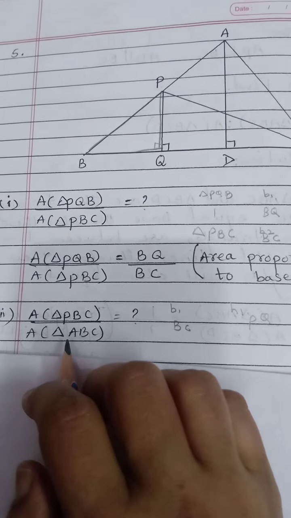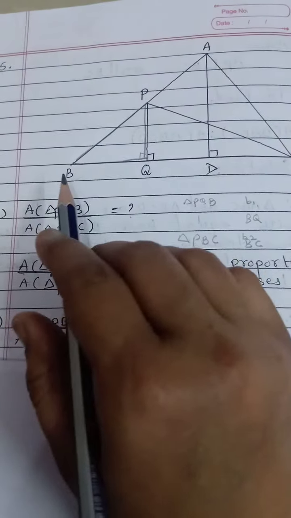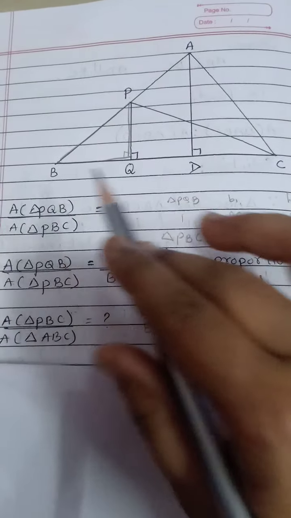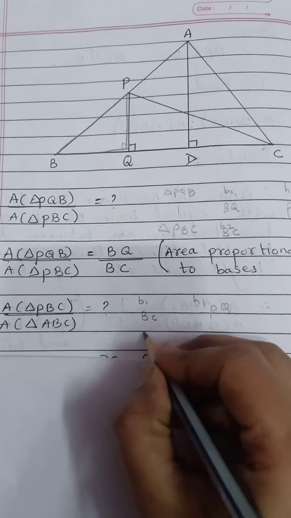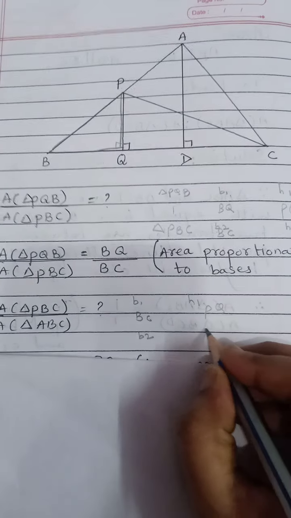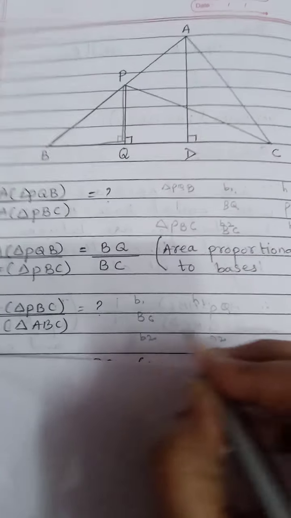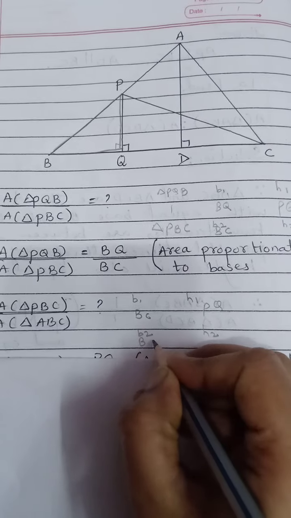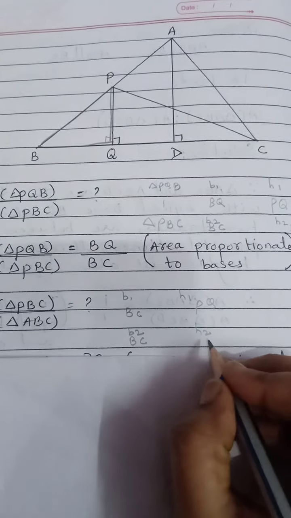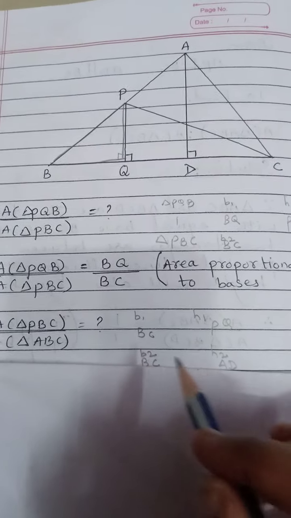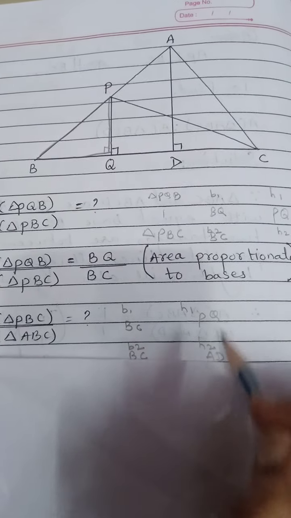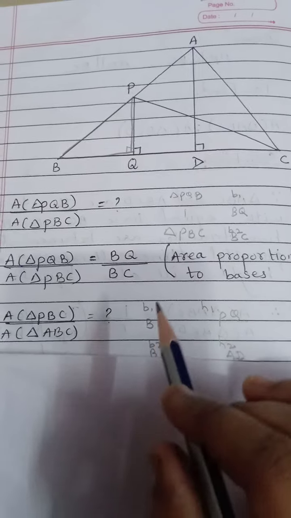Then we will talk about next triangle ABC. ABC, big triangle. So BC is base, AD is height. So we will take here B2 and H2. So base is BC and the height is AD. So here only you can compare. They are not having the equal heights. Heights are different, but the bases are equal.